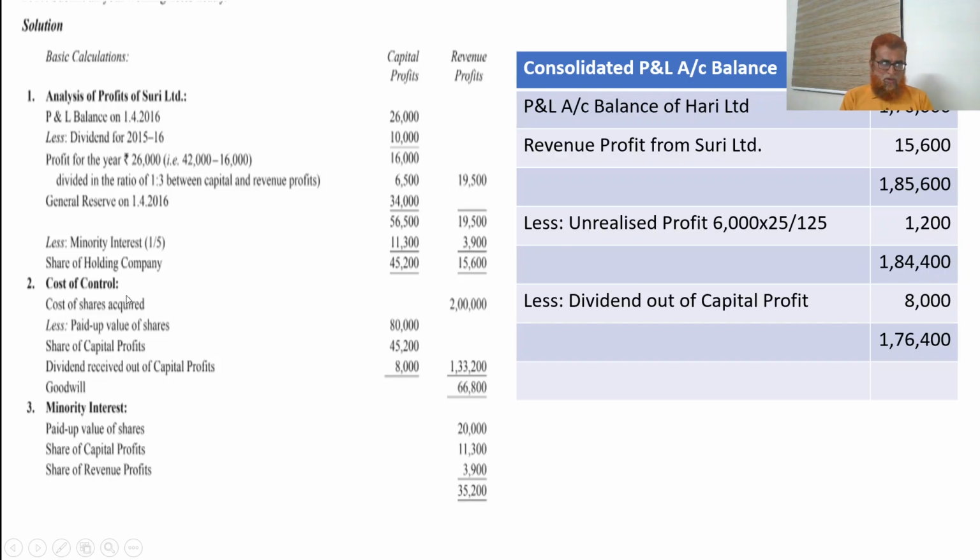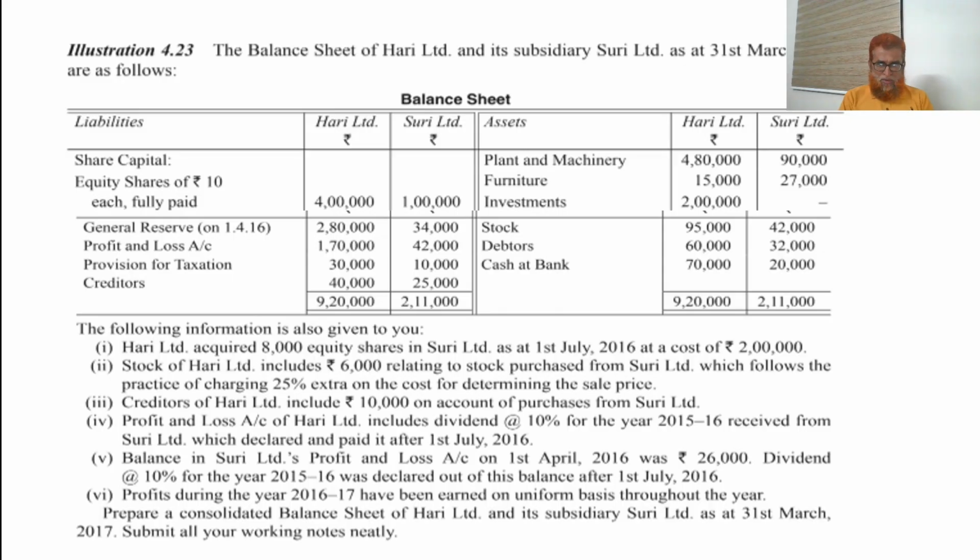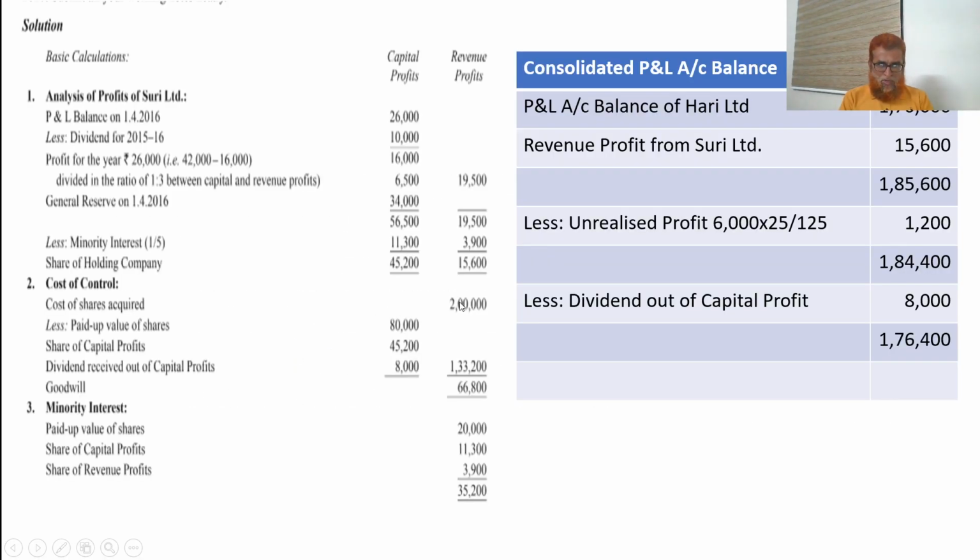Now we will do the calculation of cost of control. We have cleared the calculation of profit, and the consolidated profit and loss account is done here, which we will explain later. Third one, the cost of shares acquired, this is 2 lakh. The paid up value of the shares is 80,000. How do you get it? See the balance sheet. This is the cost of investment. How many shares have they acquired? 8,000 shares. One share is 10 rupees, so 8,000 into 10 is 80,000. Two lakh is the investment. So 2 lakh rupees is the cost of the shares acquired, that is the investment.